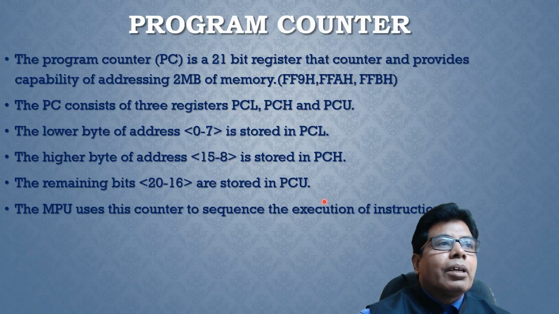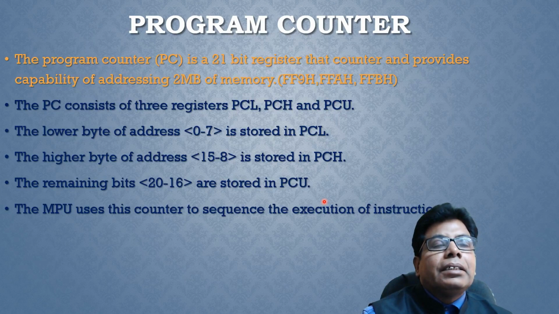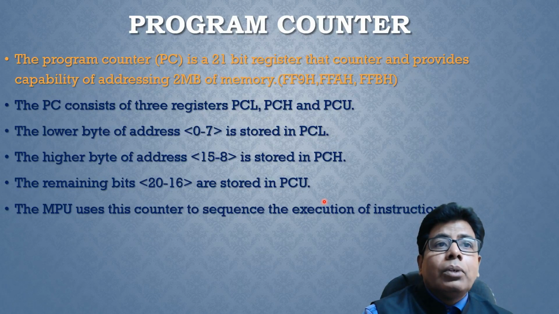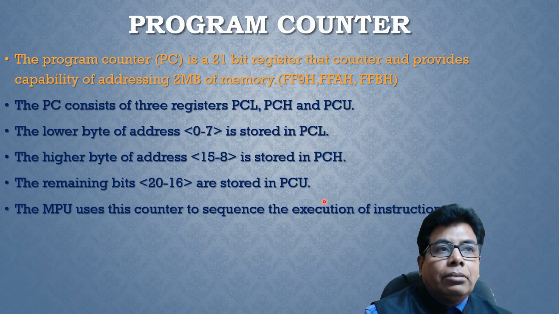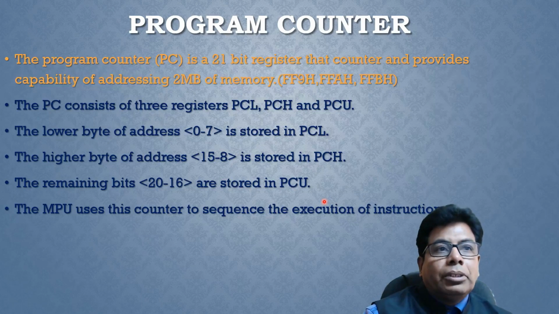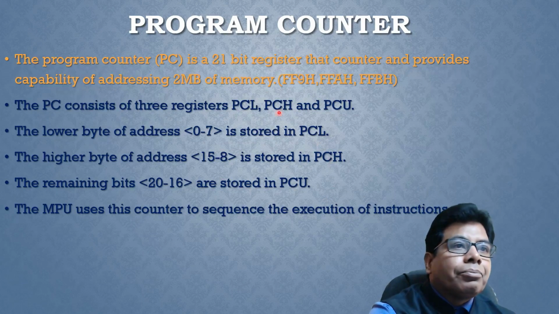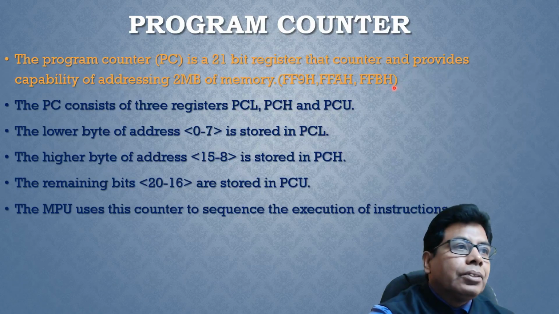Then next is the program counter. The program counter or PC is a 21-bit register that counts and provides the capability of addressing 2 MB of memory. So 2 raised to 21 is nothing but 2 MB of memory. So here we have three addresses for this program counter: FF9H, FFAH and FFBH.